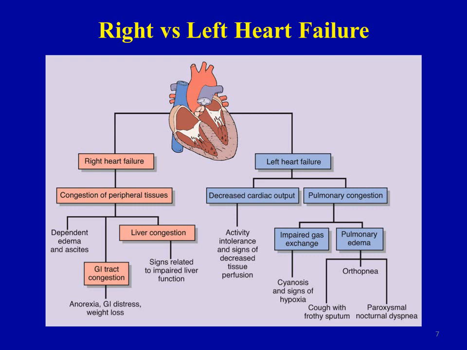On the other side, if we have left heart failure, there will be a decrease in the cardiac output. So less blood is ejected into the systemic circulation or into the aorta, and this will lead to low oxygen and substrate delivery to the tissue, and this will lead to activity intolerance and signs of decreased tissue perfusion, peripheral tissue perfusion. Congestion proximal to the failing left heart will lead to pulmonary congestion, and this will lead to impaired gas exchange and will be seen as cyanosis as well as signs of hypoxia.